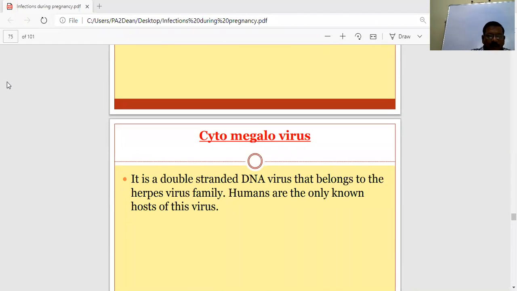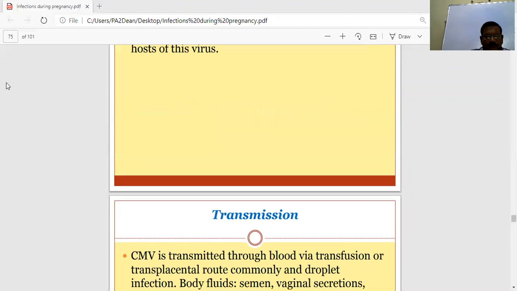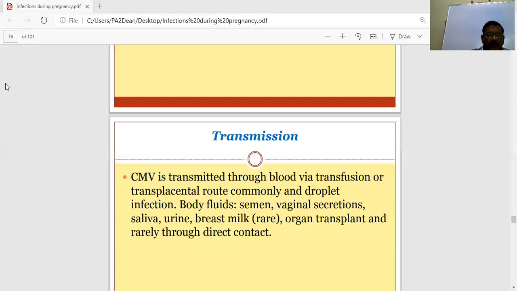Coming to cytomegalovirus, it is a double-stranded DNA virus that belongs to the herpes virus family. Humans are the only known host for the virus. It is transmitted through blood via transfusion or transplant route commonly, and through droplet infection, body fluid, semen, vaginal secretions, saliva, urine, breast milk, organ transplant, and rarely through direct contact.